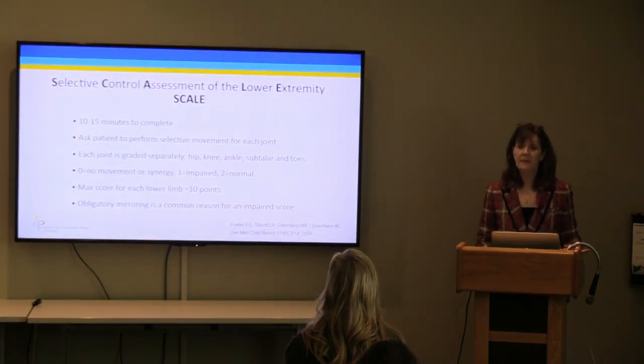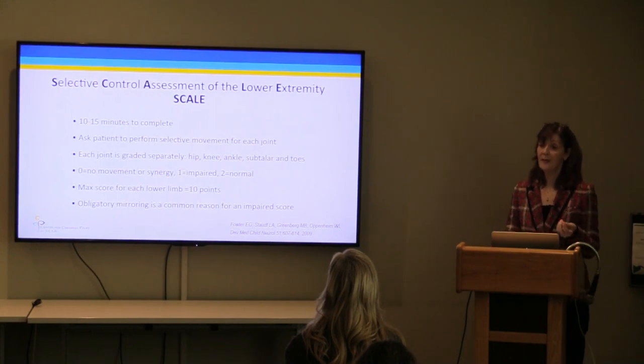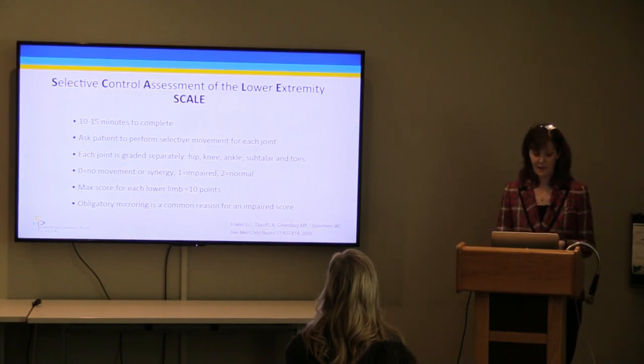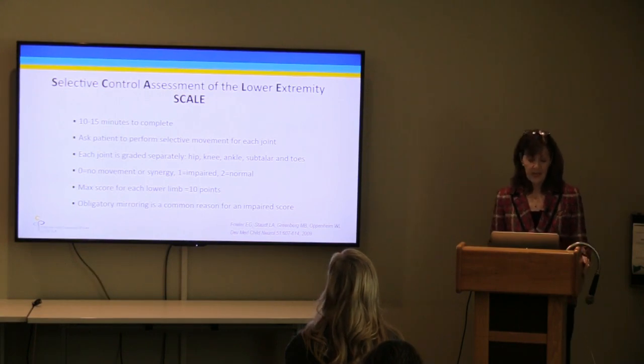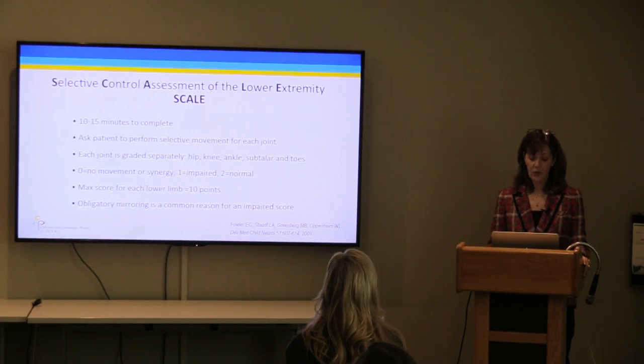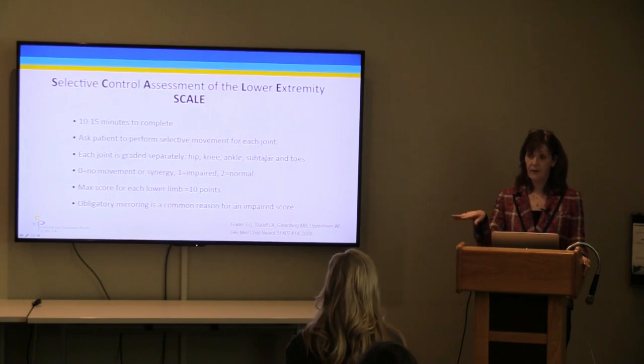So we wanted this to be a simple clinical tool, because if it's not simple, then it won't be performed as frequently and adapted into the clinic. So it takes only 10 to 15 minutes to complete. We ask the patient to perform selective movement for lower extremity joints. Each joint is graded separately. So we evaluate the hip, knee, ankle, subtalar joint, which moves the foot in and out, and the toes.